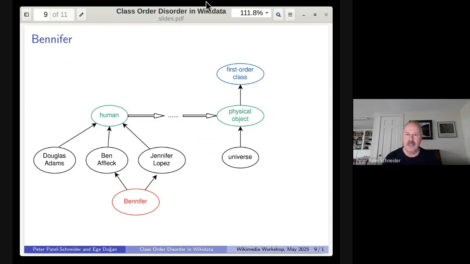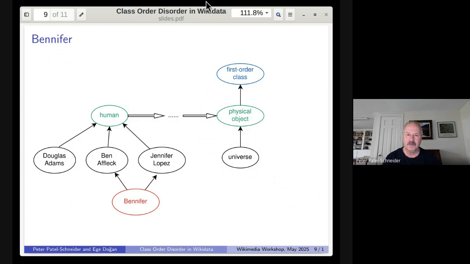The results that we obtained this way only show that there are problems, not what should be done to fix them. It is obvious to us that the fix for Bennifer is to remove it as an instance of Ben Affleck and Jennifer Lopez. But we can see this only because we can see that human is correctly a first order class, and that Ben Affleck and Jennifer Lopez are both correctly instances of human. Our queries do not tell us this, though, and human involvement is often required to determine the fix to the problems we found.